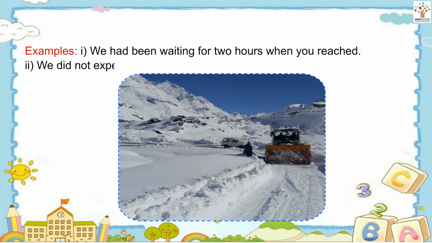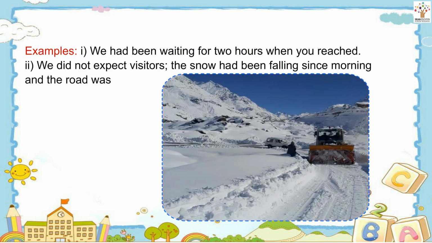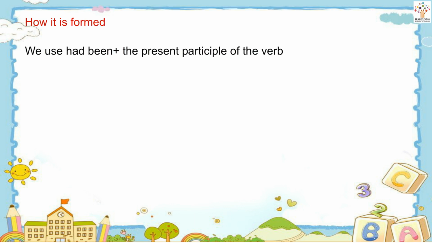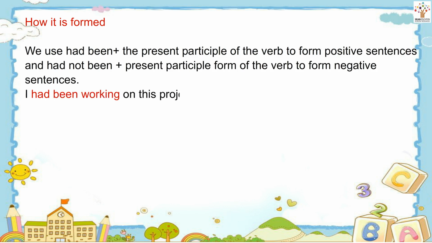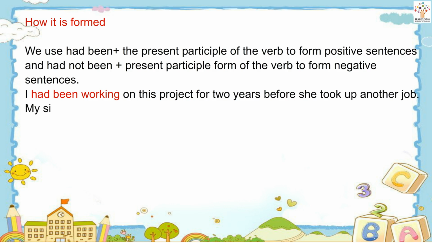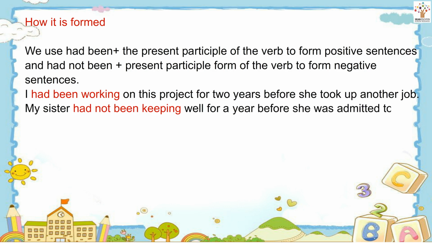We did not expect visitors. The snow had been falling since morning and the road was blocked. How it is formed. We use had been plus the present participle of the verb to form positive sentences and had not been plus present participle form of the verb to form negative sentences. I had been working on this project for 2 years before she took up another job. My sister had not been keeping well for a year before she was admitted to the hospital.